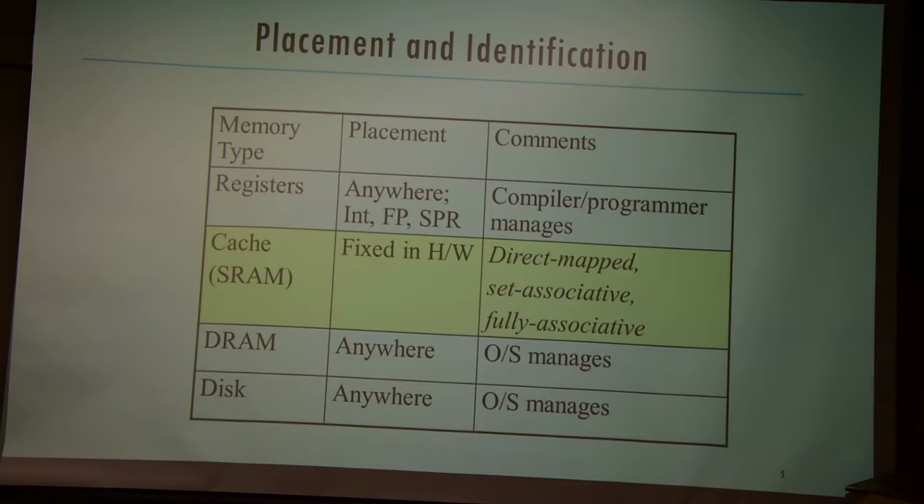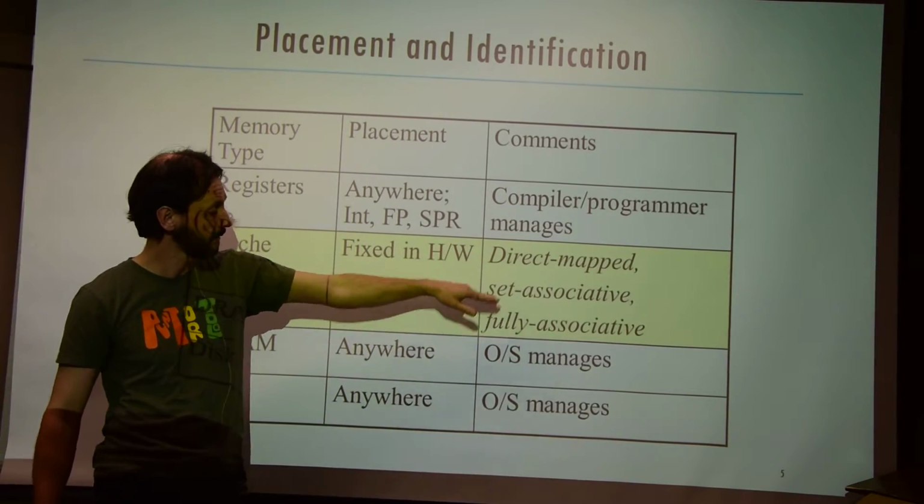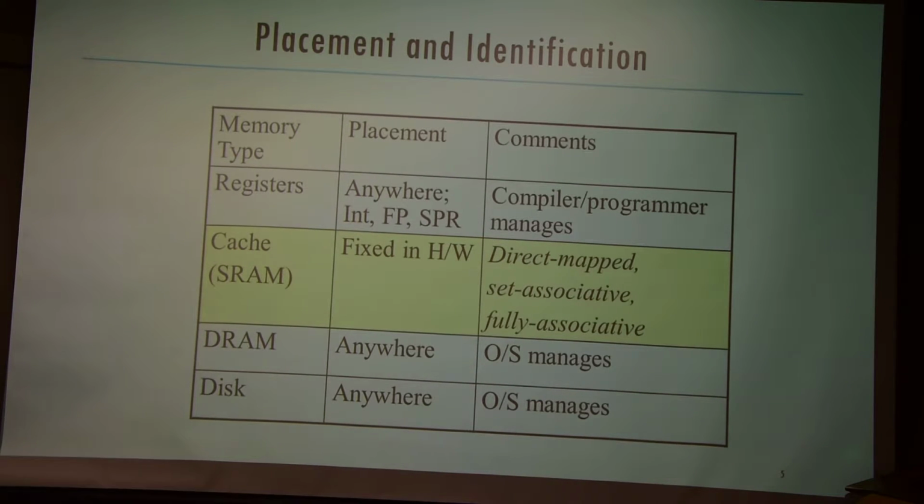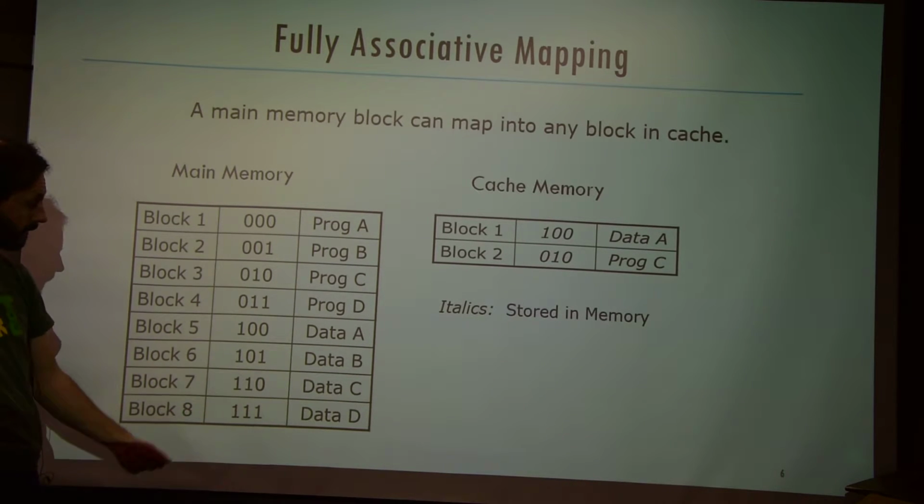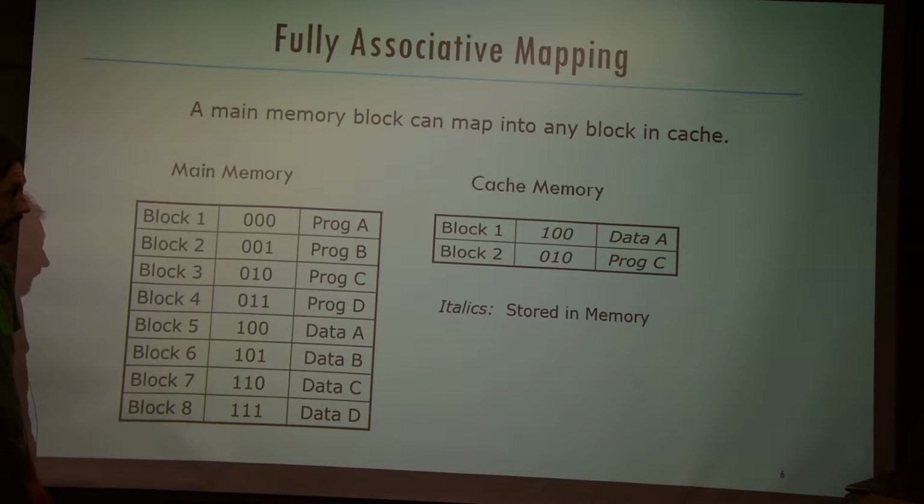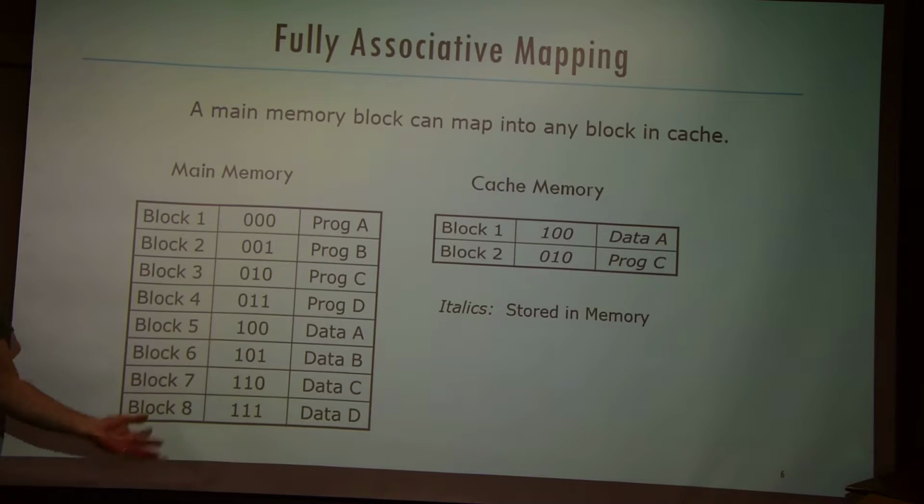So if we talk about placement and identification, so we're talking here about the cache, right? Then we're going to talk about these 3 kinds. And we talked about it before, but I will repeat it so that we have a good understanding of how it works. So first, in a fully associative mapping, a memory block can map into any block in cache. And here we see this example where we have the main memory, so a bunch of possible addresses with data and so on. And the cache is limited in space. And what we do is we can simply, anywhere in the cache, store, say, a block.